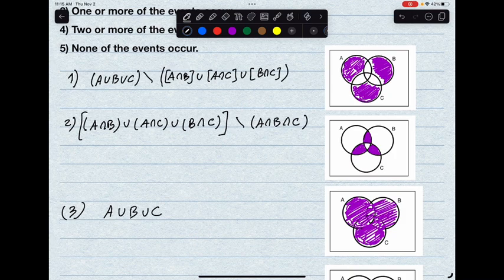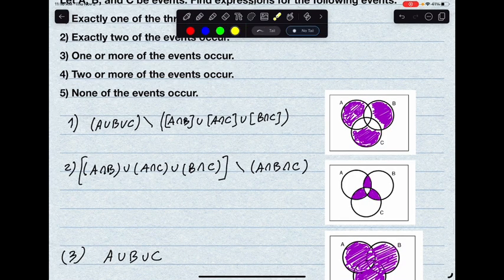So the union of three events, or n events, can be described as one or more of the events occur, and it can also be at least one of them. So we can have at least one of the events or one or more. It is a description of the union of some events.